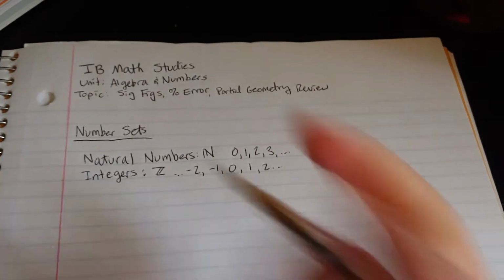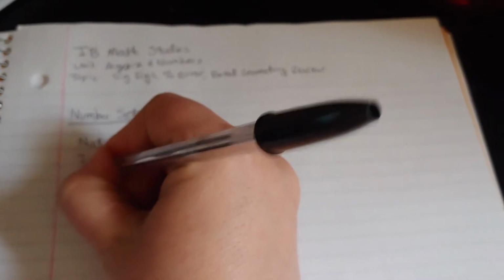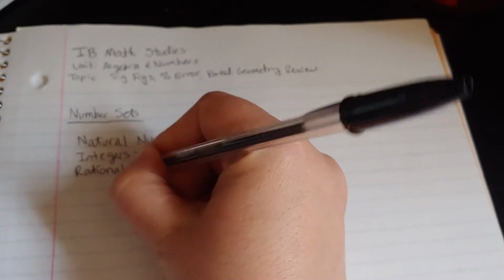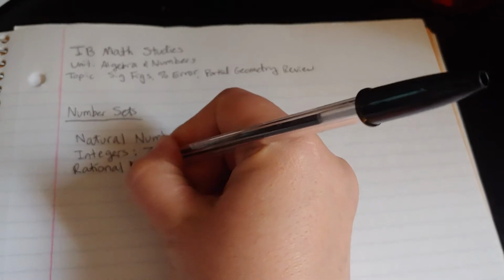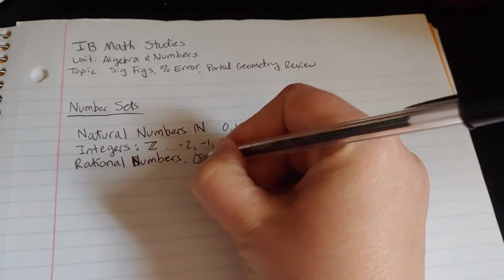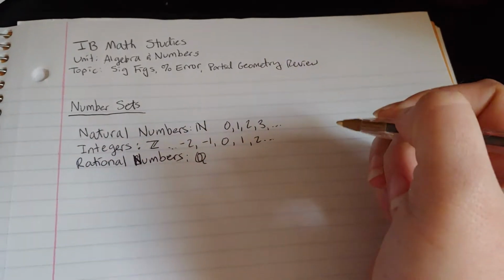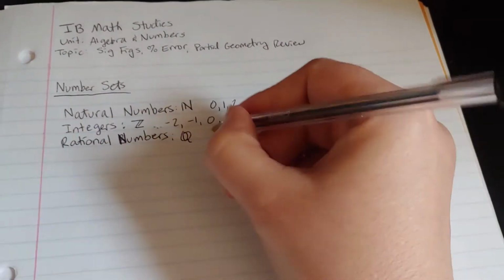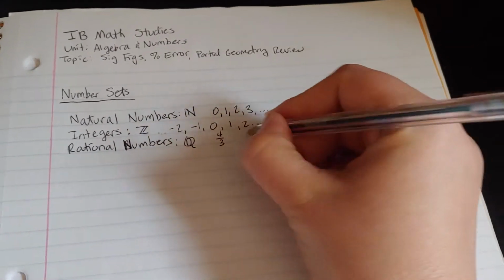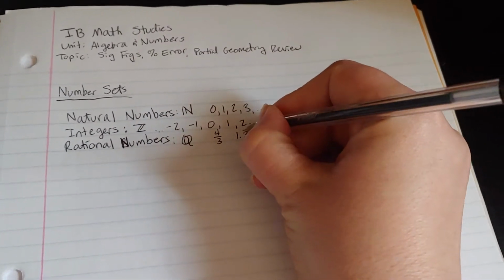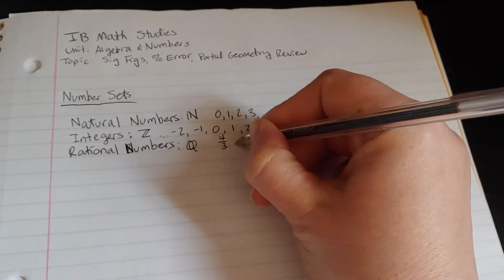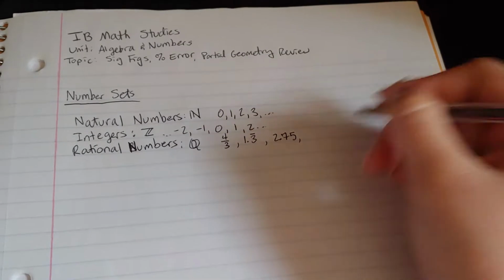We also have our rational numbers. There we go, rational numbers, and that's our awkward looking Q. Rational numbers can be fractions, they can be repeating decimals, they can be terminating decimals, or they could also be integers.